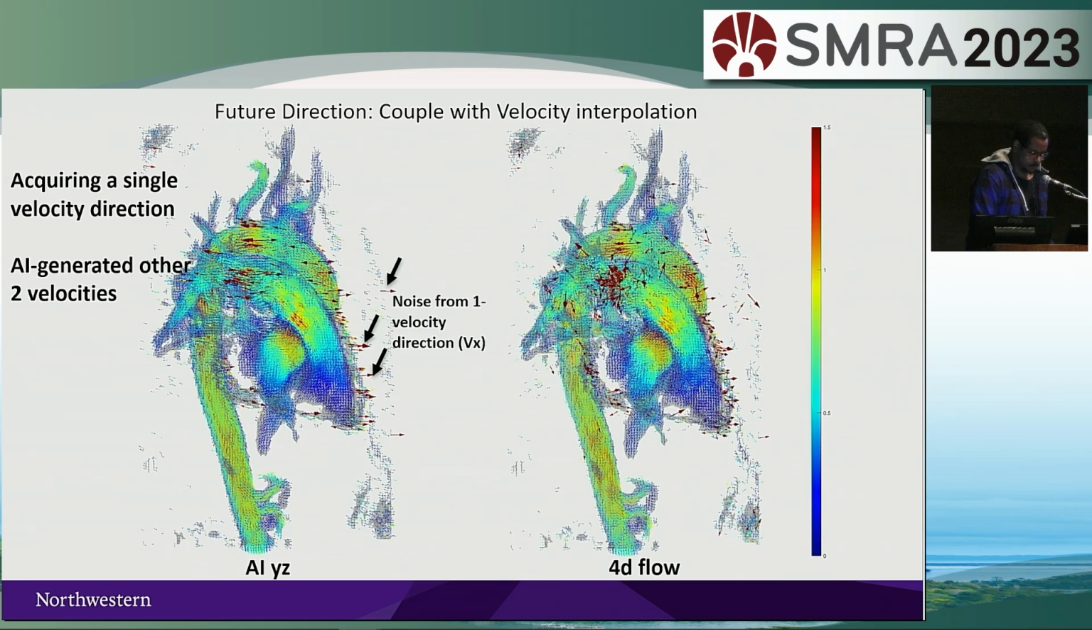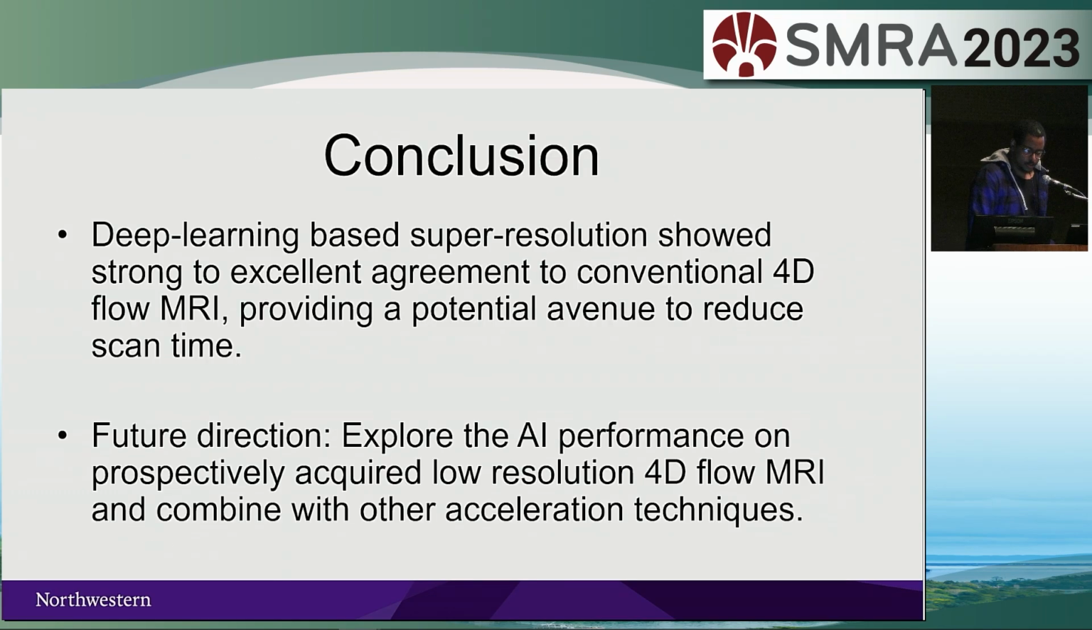So in conclusion, deep learning-based super resolution showed strong to excellent agreement to conventional 4D flow MRI, providing a preferential avenue to reduce scan time. Future direction is to explore the AI performance on prospectively acquired low resolution 4D flow scans and combine it with other acceleration techniques. Thank you.